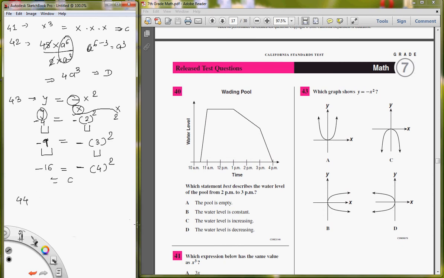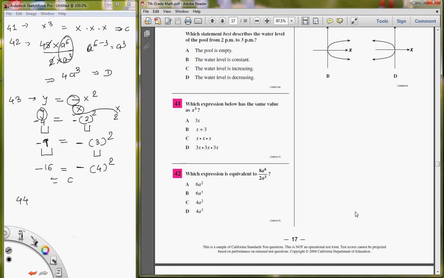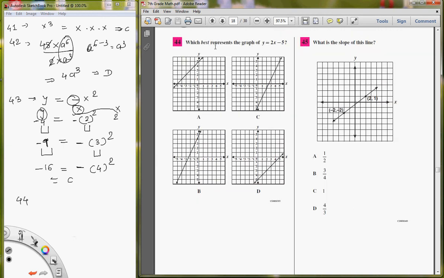Let's look at question number 44 here. Which graph represents y is equal to 2x minus 5? So the equation is y is equal to 2x minus 5. The way you find out is to pick some values of x here. I will start with x equal to 1. When I put x is equal to 1, y will be how much? Minus 3, right? So y is equal to minus 3. So that's one point I can take.